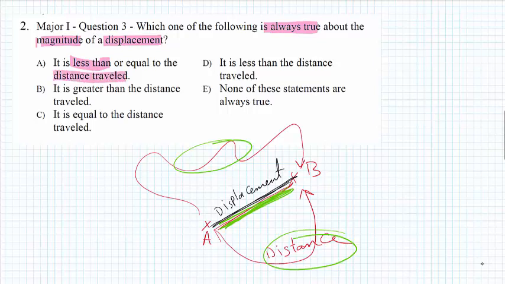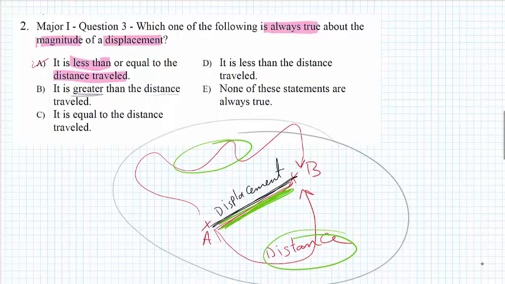That's right. It might be less than the distance, or it might be equal to the distance. So this one is right. What about the other choices here? The displacement is greater than the distance. That cannot happen, because in all these cases, displacement is either equal to the distance or less than the distance, but it cannot be greater than the distance.